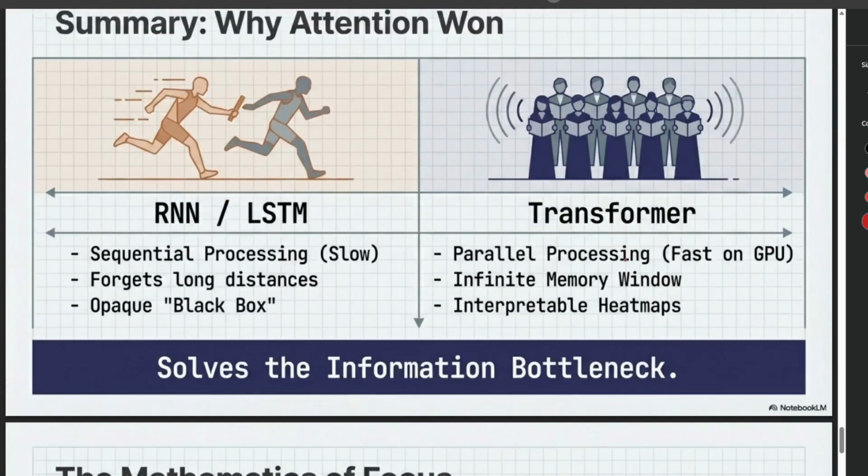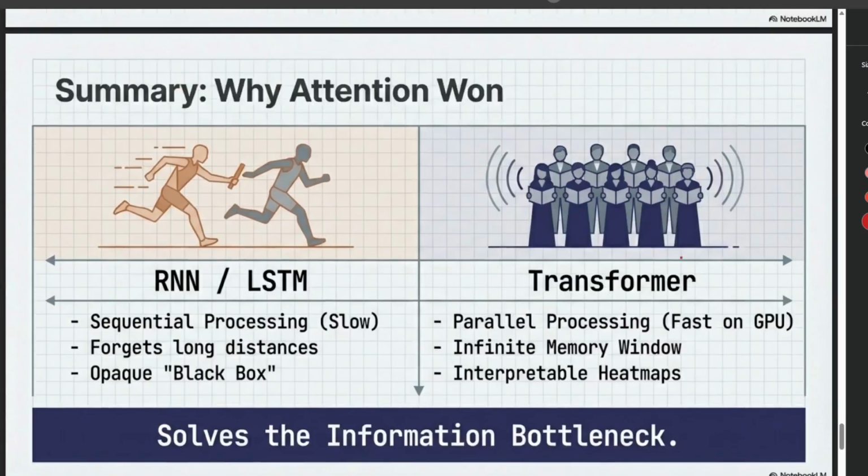So why did attention take over the world? It solved the bottleneck. No more squashing long sequences into one vector. It is interpretable. We can see exactly what the model is thinking. Also, it is parallelizable, unlike RNNs, which must run one word at a time. Attention can process the whole sentence at once on a GPU, so it's way faster.